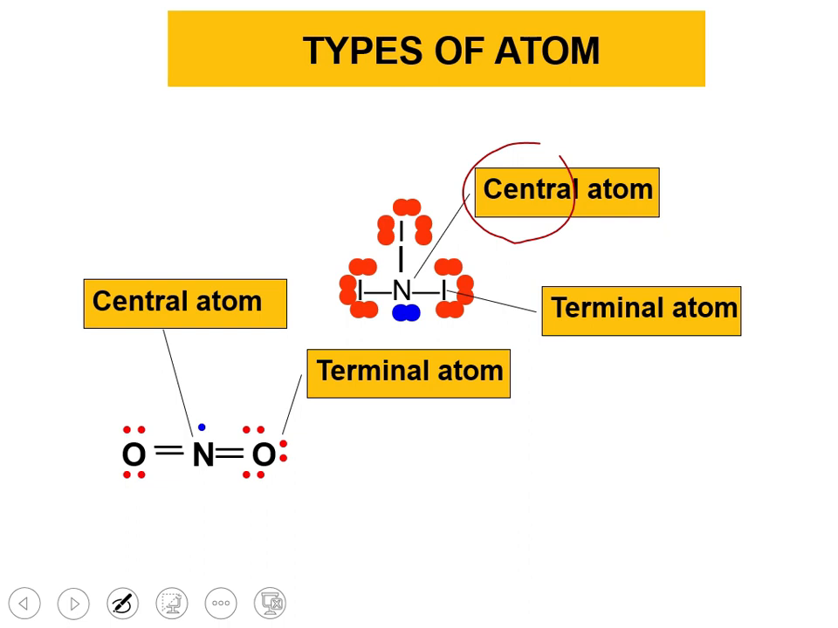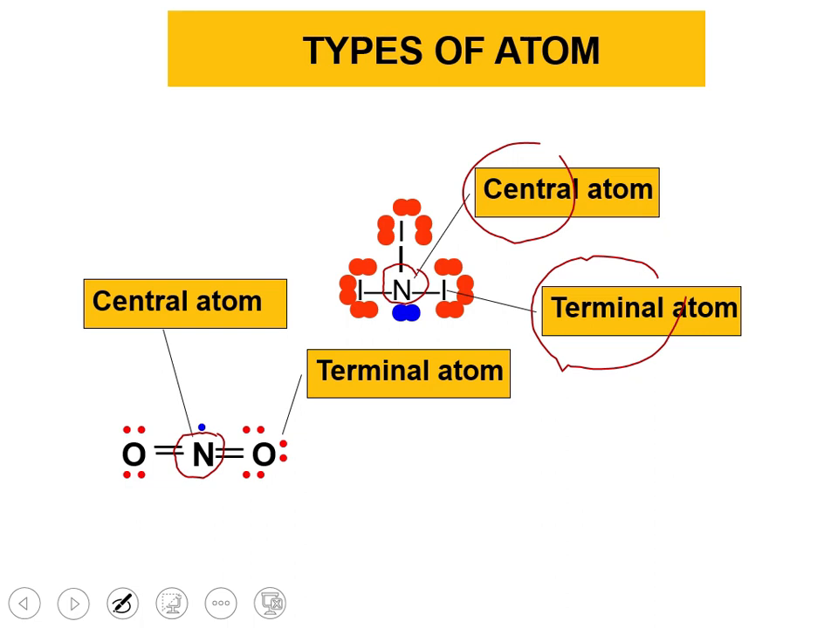Okay, so let's say for example the nitrogen here is connected to 3 iodine, so it is central. For example, here nitrogen is connected to 2 other atoms, so it is central. And the other type of atom we call terminal, where the atom is connected by only a single connection. It doesn't matter whether it is a double bond, triple bond or single bond, but only a single connection.